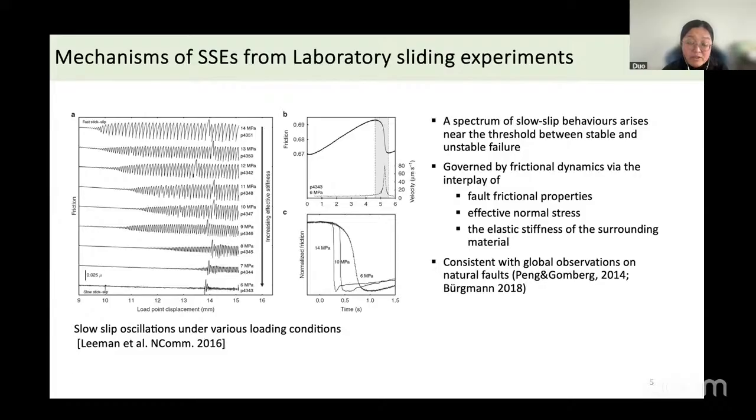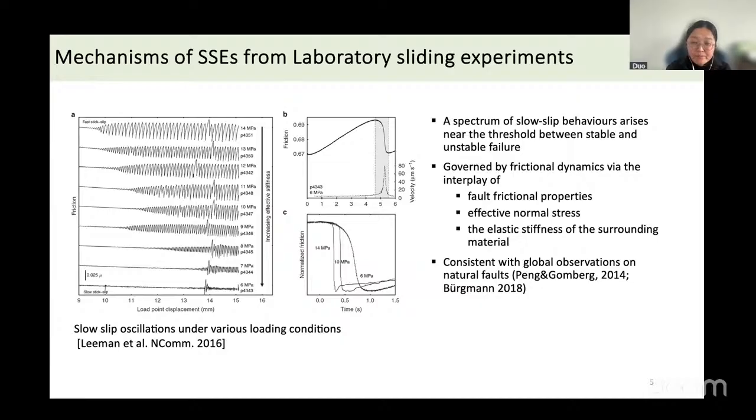And the total change in shear strength, the so-called stress drop, is consistent, even though the amplitude of each oscillation changes a little bit. So this is a very important finding from the lab that explains the appearance of slow slip in natural rocks, and is consistent mostly with the global observation of slow slip in other places.